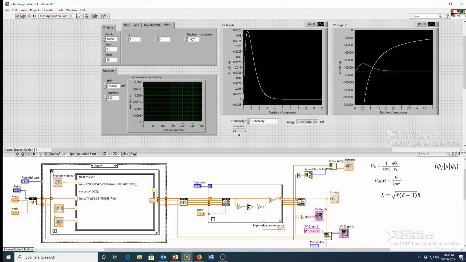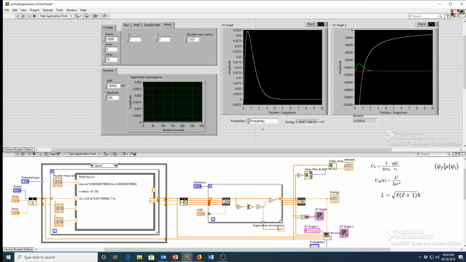And that should be some angstrom value of where you're most likely to find the electron. 0.529. So that's pretty good. Okay, so this matches everything that one would expect for a hydrogen atom.